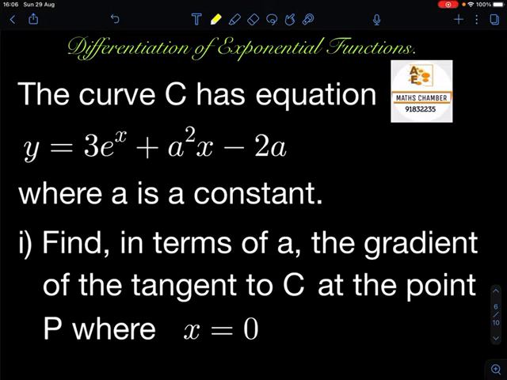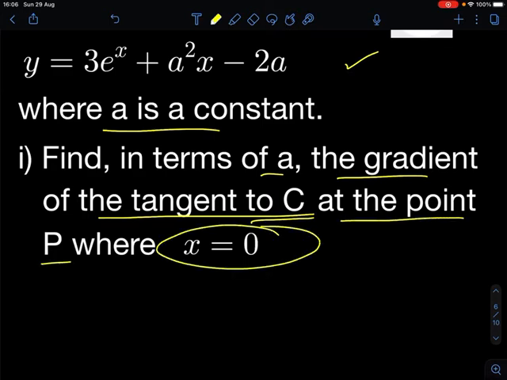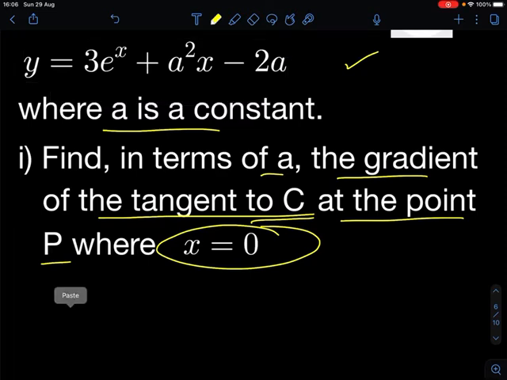And today I got a question from my student regarding the differentiation of exponential functions. The question is about the curve C, which has the equation y equals 3e to the power of x plus a squared x minus 2a, where a is a constant. We are required to find, in terms of a, the gradient of the tangent to the curve C at a point P where x equals 0. So let's copy this equation that we have to differentiate.